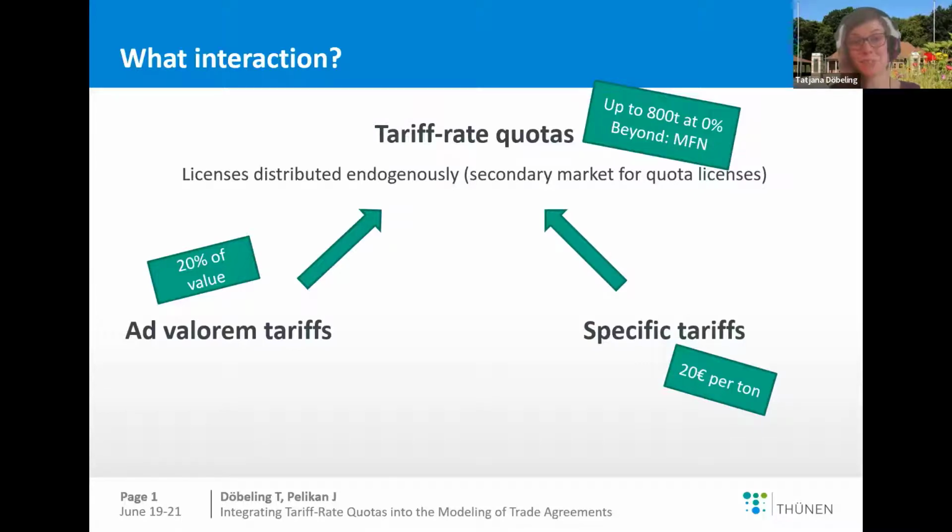that ad valorem tariffs and specific tariffs can both influence the license distribution within the tariff rate quotas, assuming that there is some kind of secondary market for quota licenses. We have some empirical literature that shows that there is at least concern that a secondary market for quota licenses appears. The European Union has specifically addressed that in the CETA agreement, for instance, that they are concerned that there is a secondary market already taking place, and other papers in their outcomes for the quotas and their distribution kind of point towards that. So yeah, I'd like to dig into that a bit.